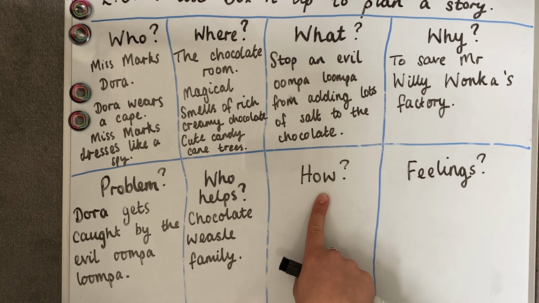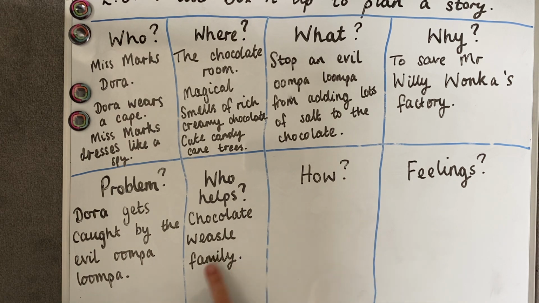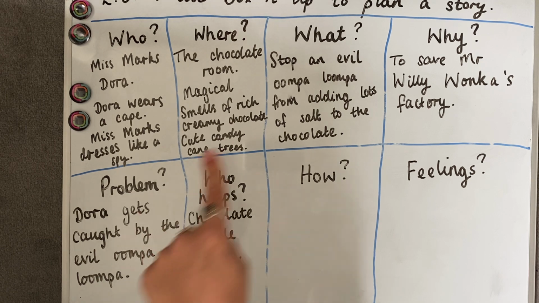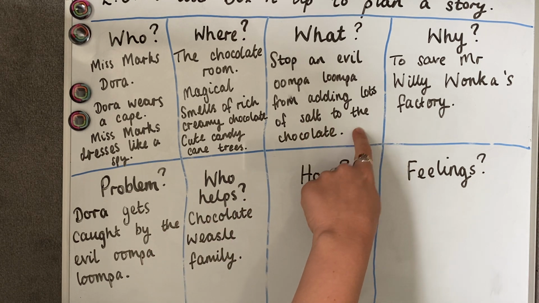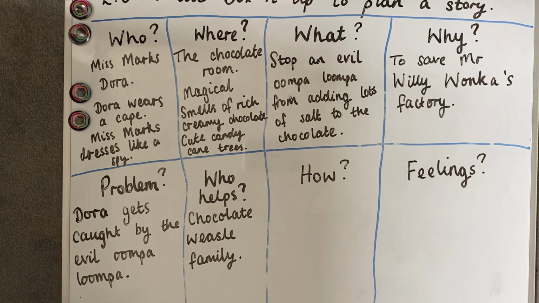Now, my next box for our box it up plan is how are the chocolate weasel family going to help me solve my problem in my story and help me get back to achieving my goal? So how are they going to solve the problem and get to the end destination? What are those characters going to do?